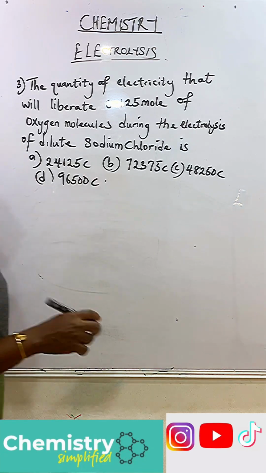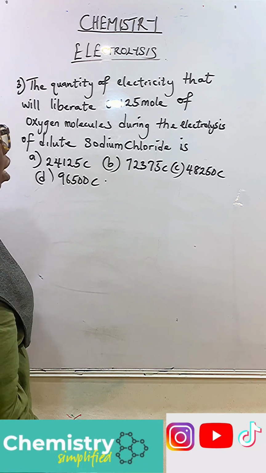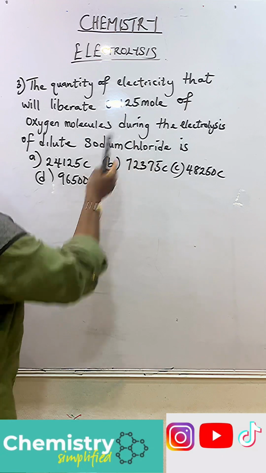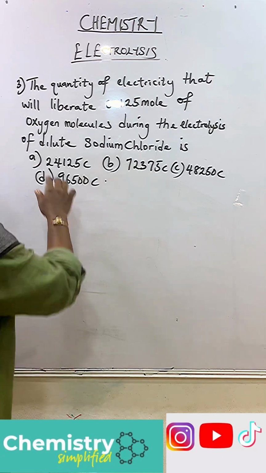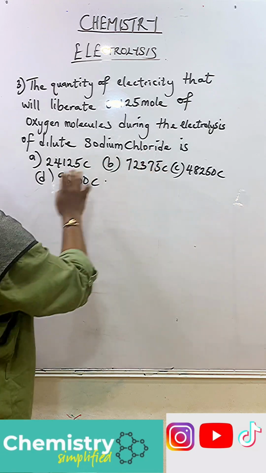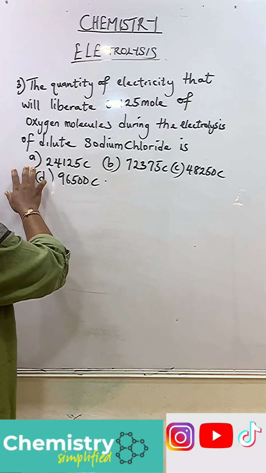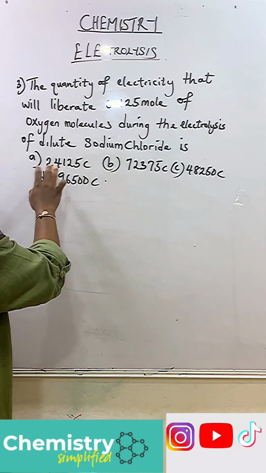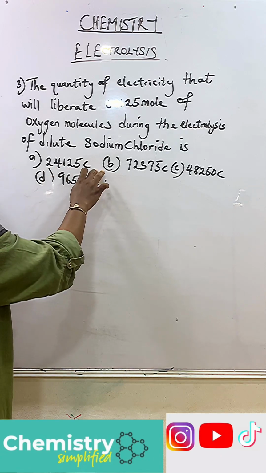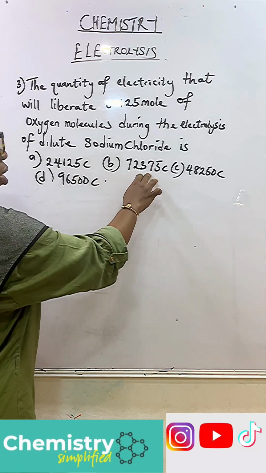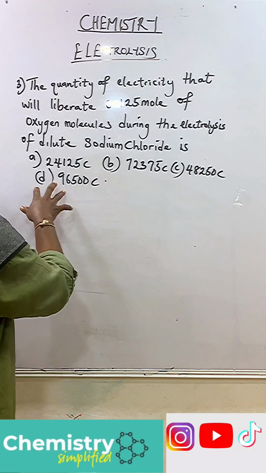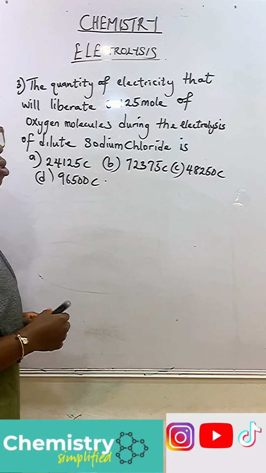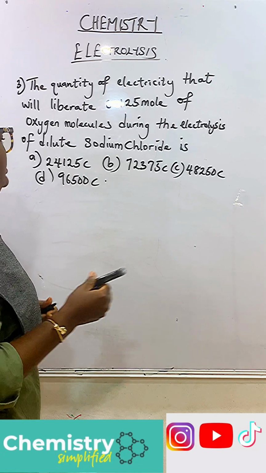Now let's look at this question together. The quantity of electricity that will liberate 0.125 mole of oxygen molecules during the electrolysis of dilute sodium chloride is dash. The options we are given are A, 24125 coulombs, B, 72375 coulombs, C, 48250 coulombs, and D, 96500 coulombs. So how do we go about it?